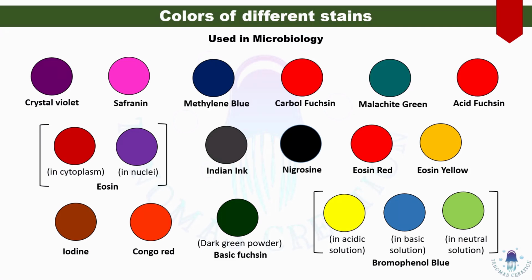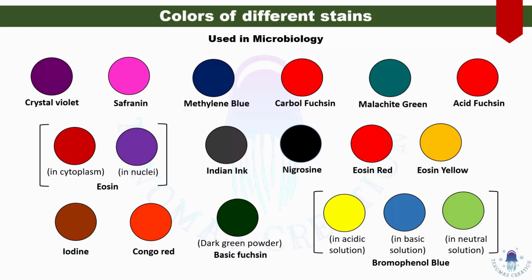First is the crystal violet, which is somewhat purple in color. Saffron is pink in color. Methylene blue is bluish in color. Carbol fuchsin is red. Malachite green is bluish green. Acid fuchsin is red again. Eosin gives two types of colors in different areas of the cell. In the cytoplasm, it gives reddish color, and in the nuclei, it gives purple color.